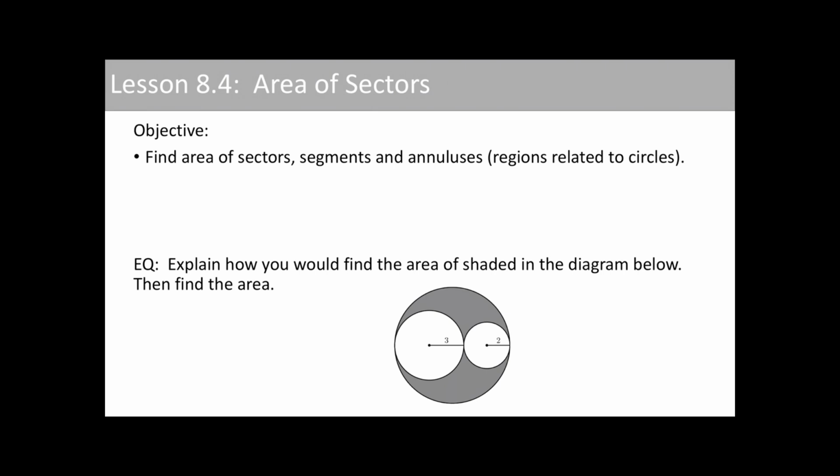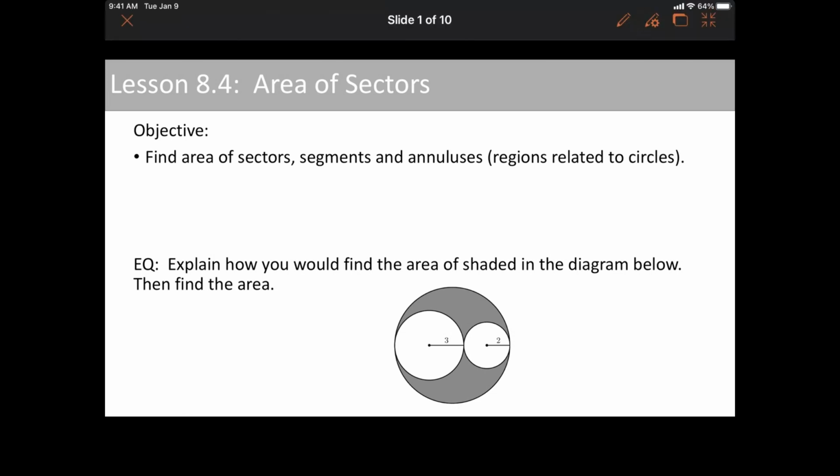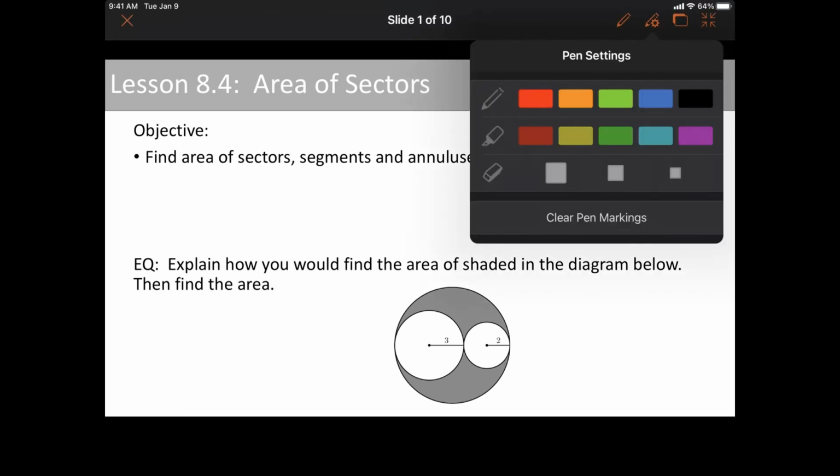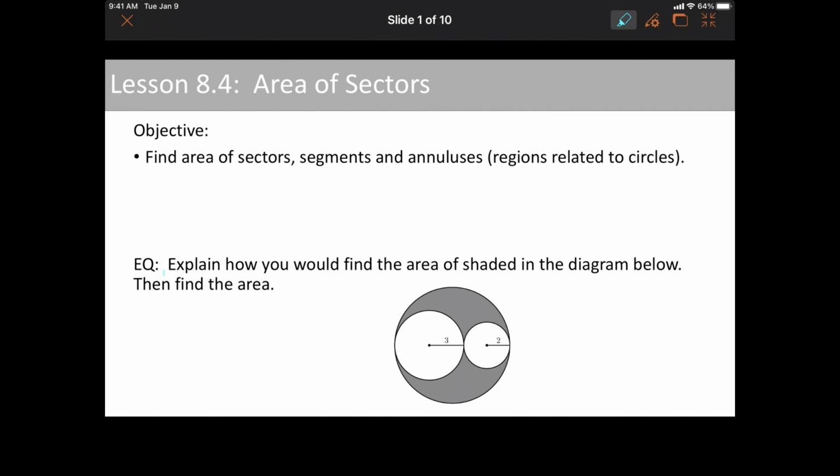Hello, this is lesson 8.4, and today we're going to talk about regions related to circles. For the EQ, please note that it says first to explain. So yes, I want words. I want you to be able to practice how you explain things, and then find the area afterwards.